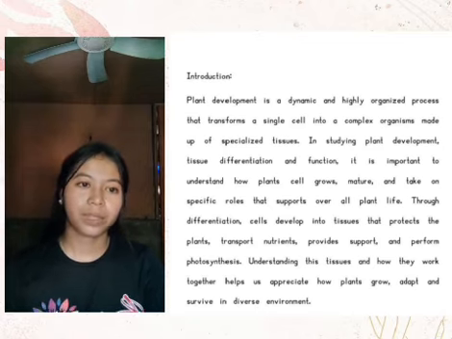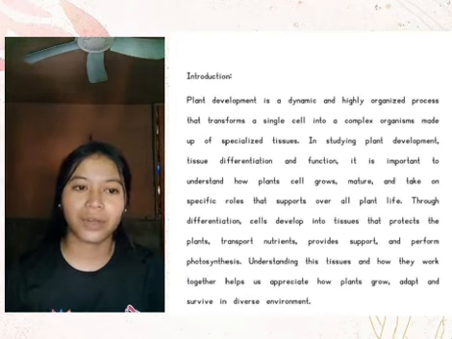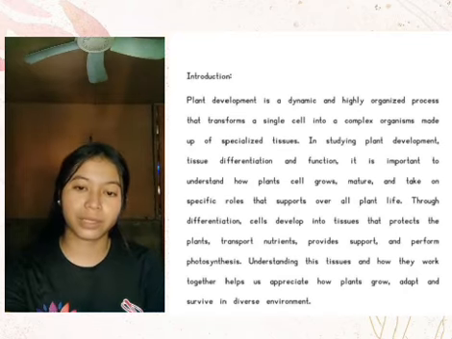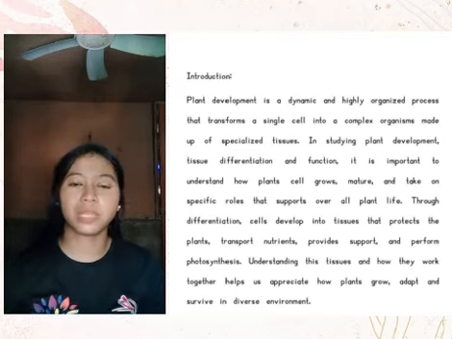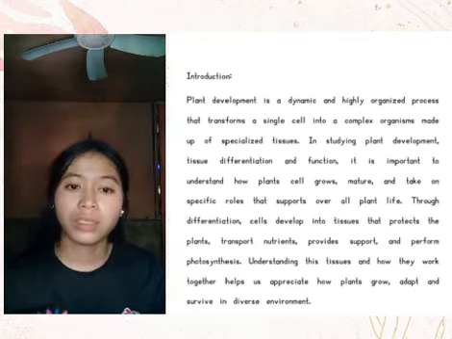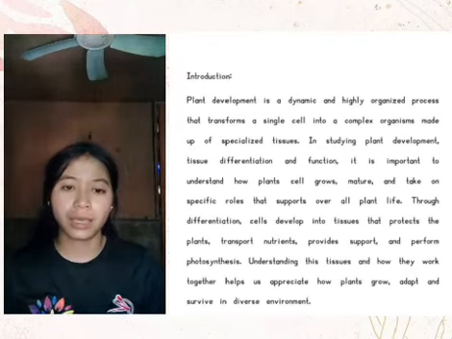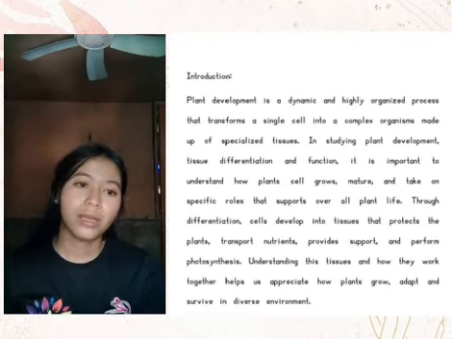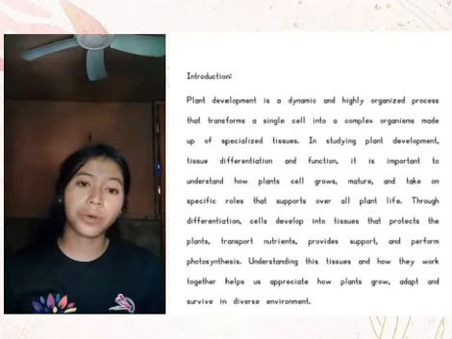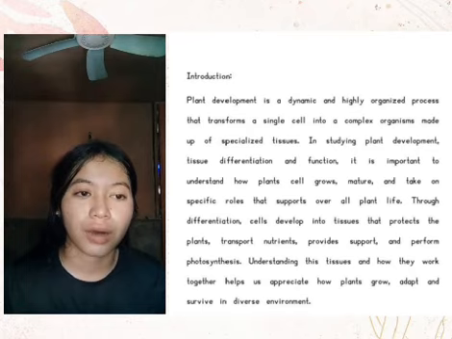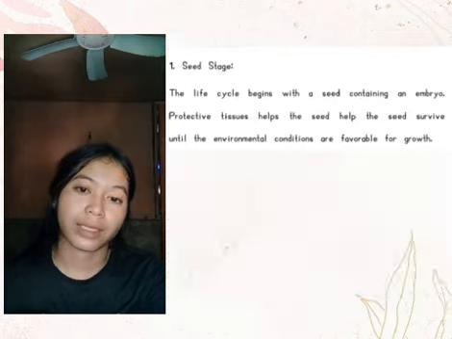Understanding the tissues and how they work together helps us appreciate how plants grow, adapt, and survive in a diverse environment. So the importance of plant development and differentiation is basically why we study plants. The first is its complexity, because it shows how one cell becomes a whole complex organism, and the second is its function, because it highlights that specialized tissues, like those for support, transport, or photosynthesis, are necessary for life in a plant.